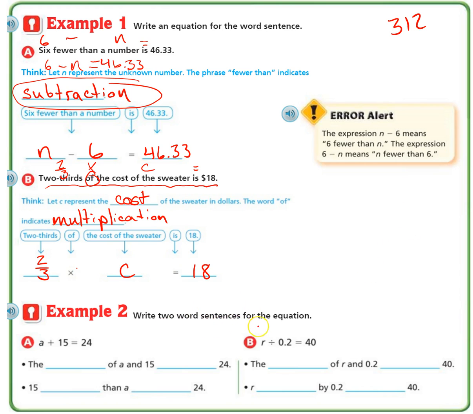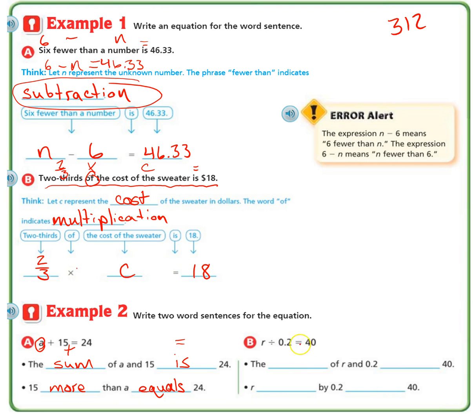All right. Write a word sentence for the equation. A plus 15 equals 24. Okay. So the sum, addition means sum, of A, there's A, and 15 is the word for equal sign, 24. Okay. Or we could write it as 15 more than A equals 24. It's another way we could write it.